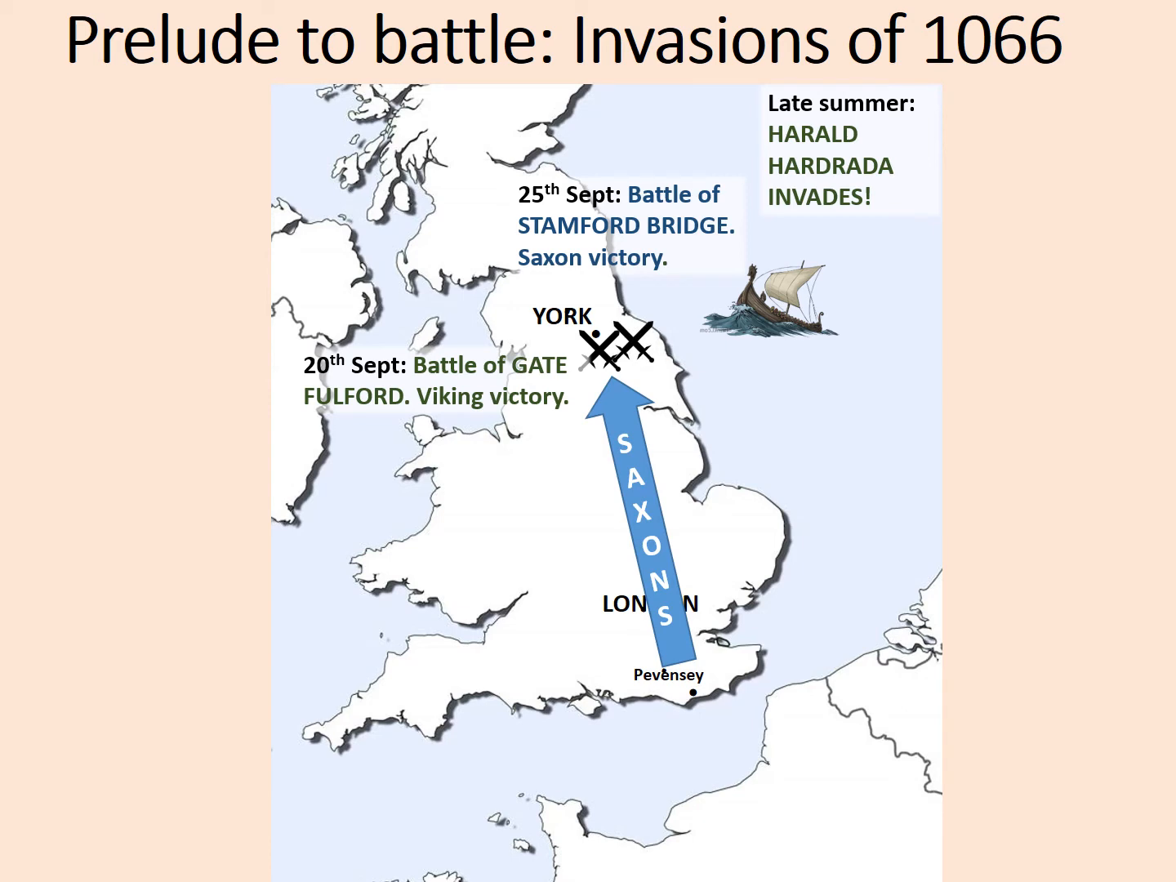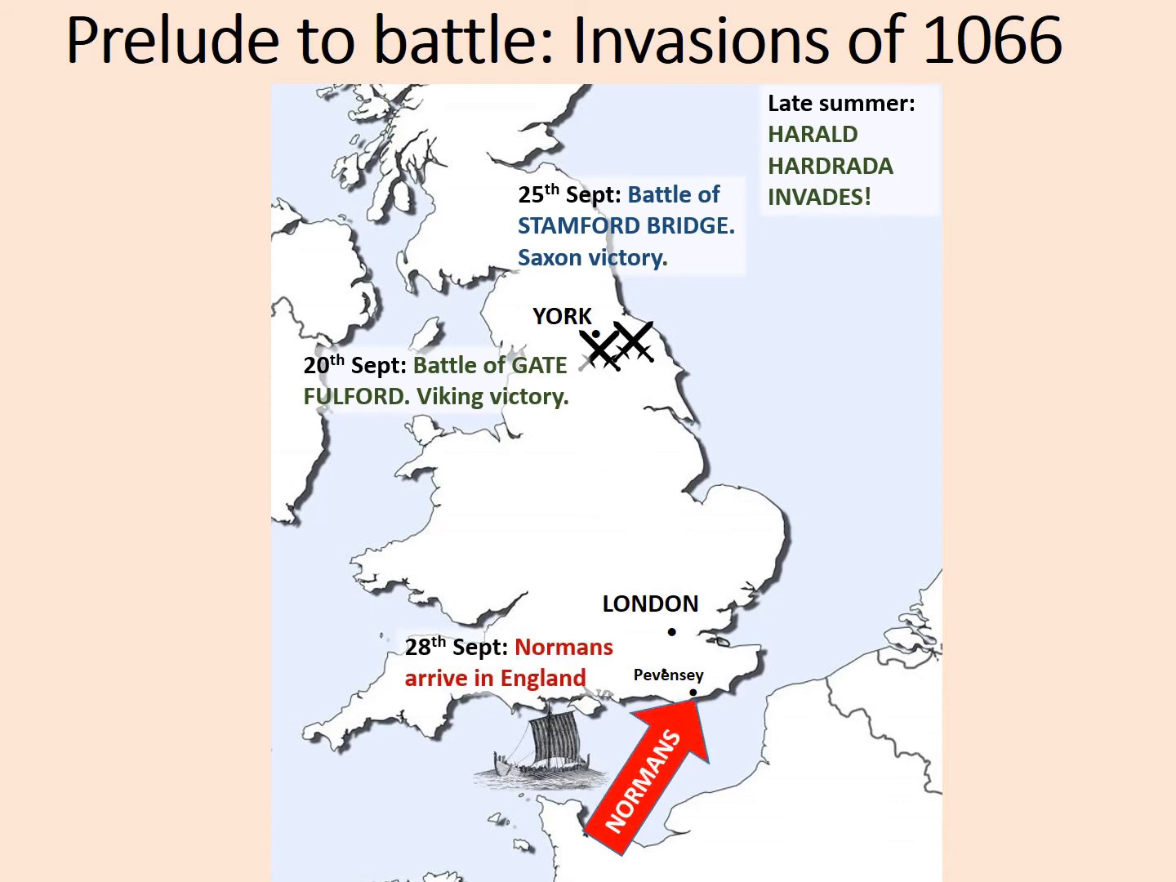At the Battle of Stamford Bridge, the Saxons won a crushing victory over the Vikings. The Vikings had arrived in 300 ships, and they left in only 24. Such were the extent of their losses. But at that point, just a few days after the Battle of Stamford Bridge, with Harold Hardrada no longer a threat, and in fact in his grave, William of Normandy set sail for England.